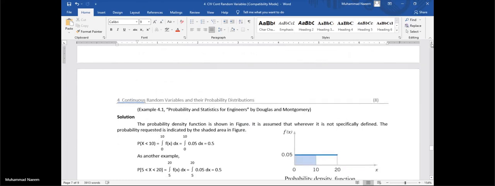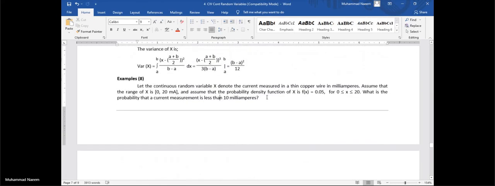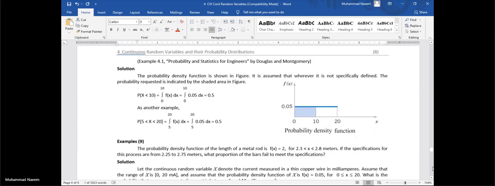Less than 10 means, let me explain here. We need the probability for x less than 10. This means we will integrate our density function from 0 to 10. And this constant function is very easy to integrate.